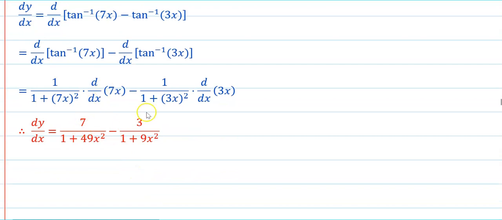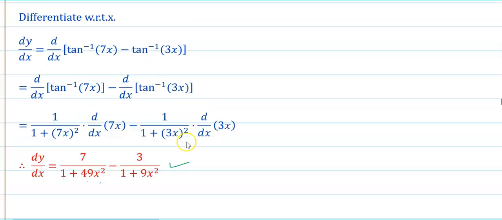Derivative of 7x is 7, derivative of 3x is 3. And hence dy by dx is equal to 7 upon 1 plus 49x square minus 3 upon 1 plus 9x square. And in this way, this is the derivative.